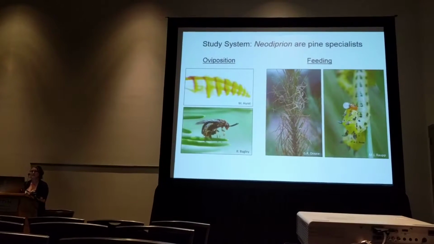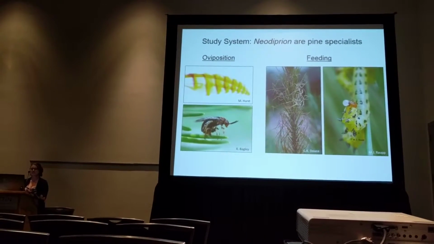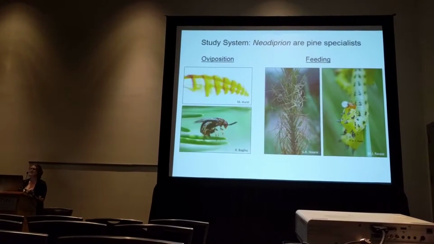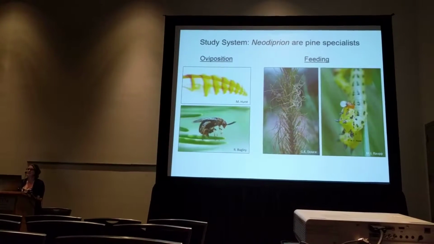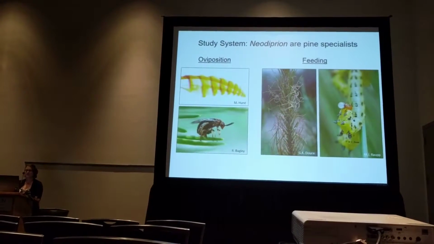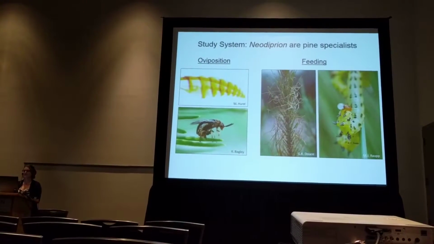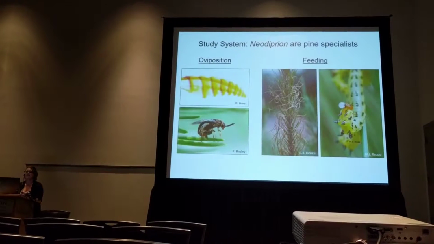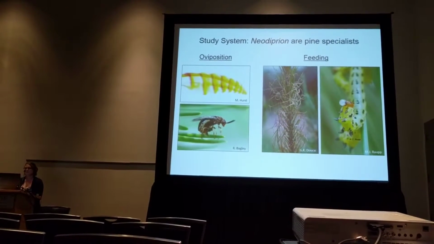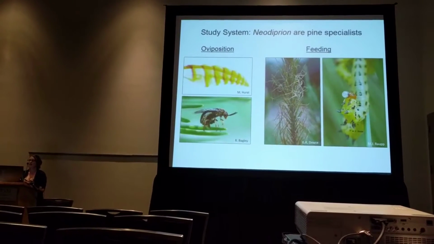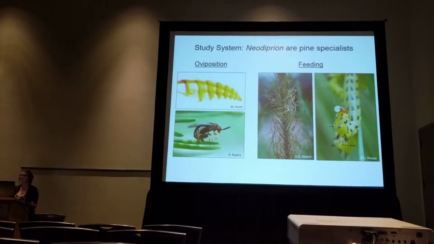So to study this, I'm also using Neodiprion sawflies. Neodiprion sawflies are pine specialists, and they have adaptations throughout their life cycle to deal with pine resin, which is a quite nasty substance. First, the females have saw-like ovipositors that they use to cut a pocket into the needle, and then they insert their eggs into that pocket. And throughout the genus, all of the species have a wide variety of strategies to deal with oviposition.